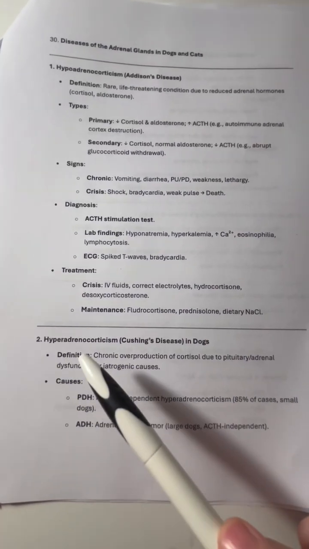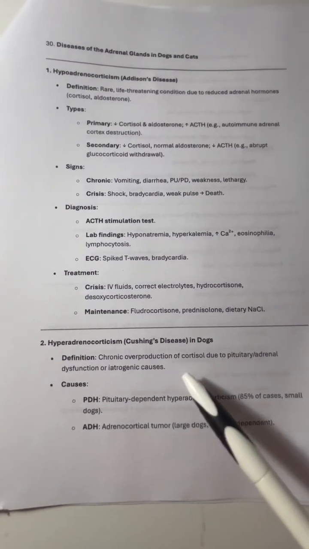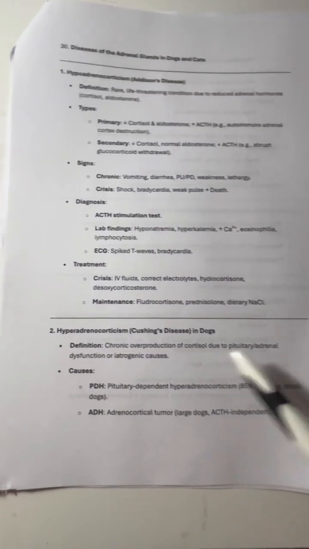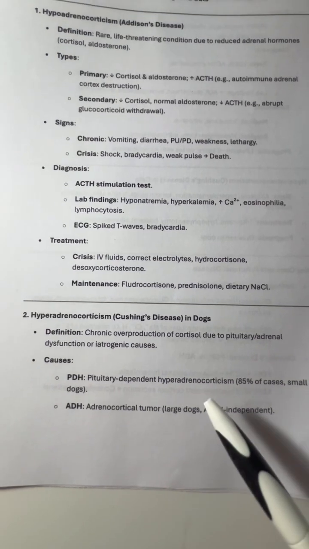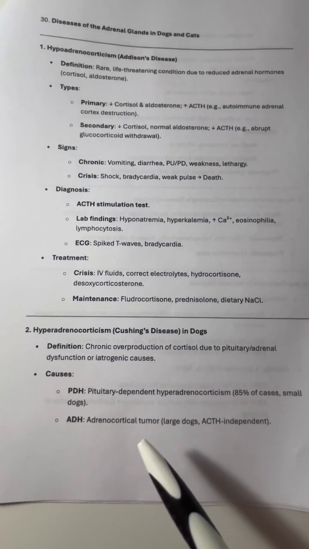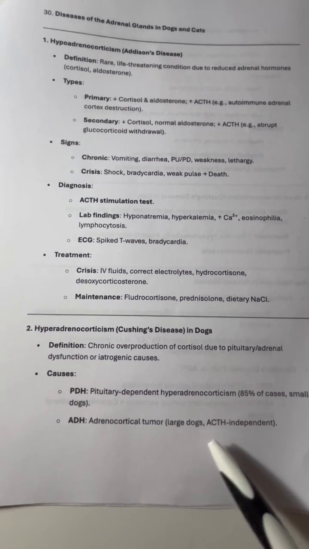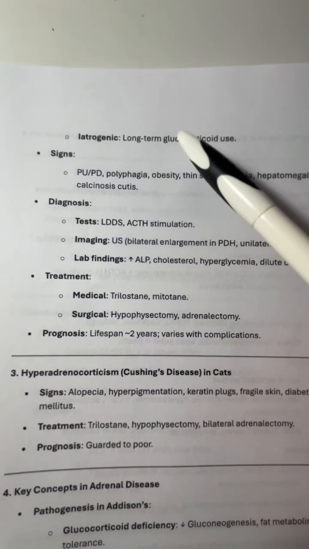For hyperadrenocorticism, also known as Cushing's, in dogs, there's a chronic overproduction of cortisol due to pituitary or adrenal dysfunction. The causes can be pituitary-dependent hyperadrenocorticism, and 85% of cases are small dogs, or an adrenocortical tumor, and this occurs in large dogs, and it's ACTH independent. It can also be caused iatrogenically through long-term glucocorticoid use.